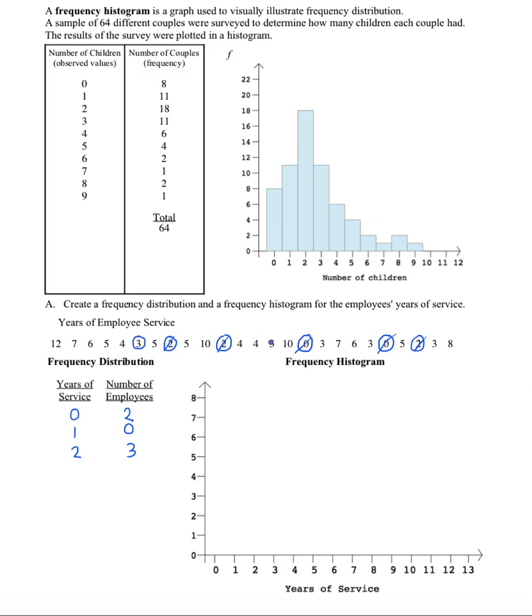The next response would be 3s. It looks like we've got 3 3s. Oh, I almost missed one. Four 3s. Then for the next response, one, two, three. 3 4s.